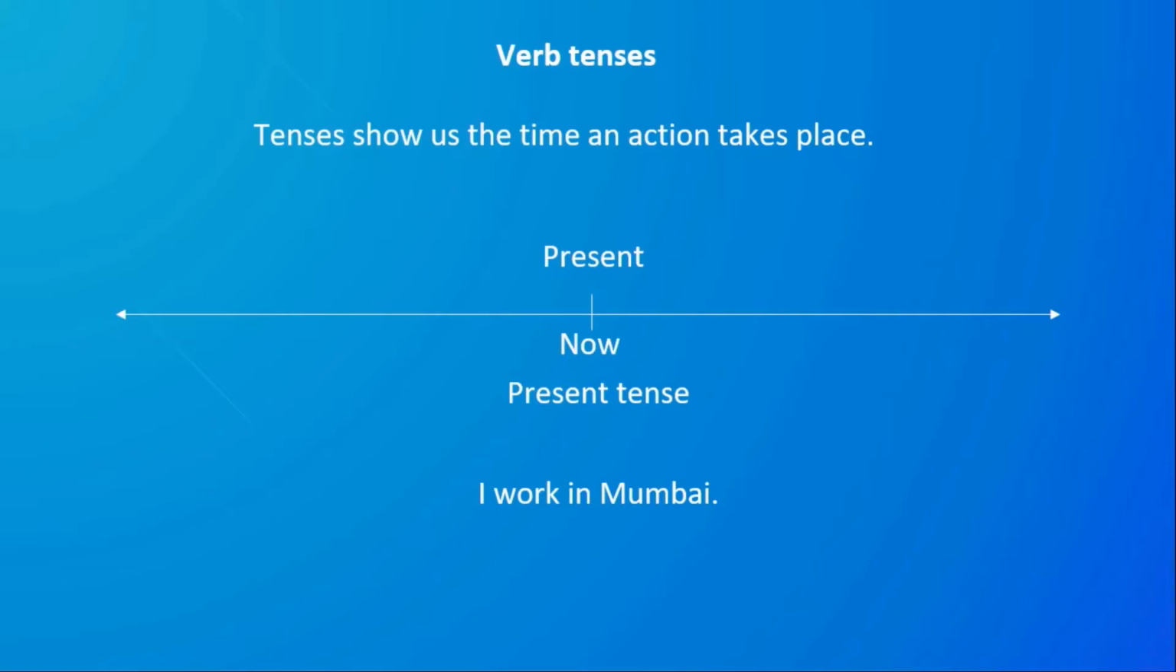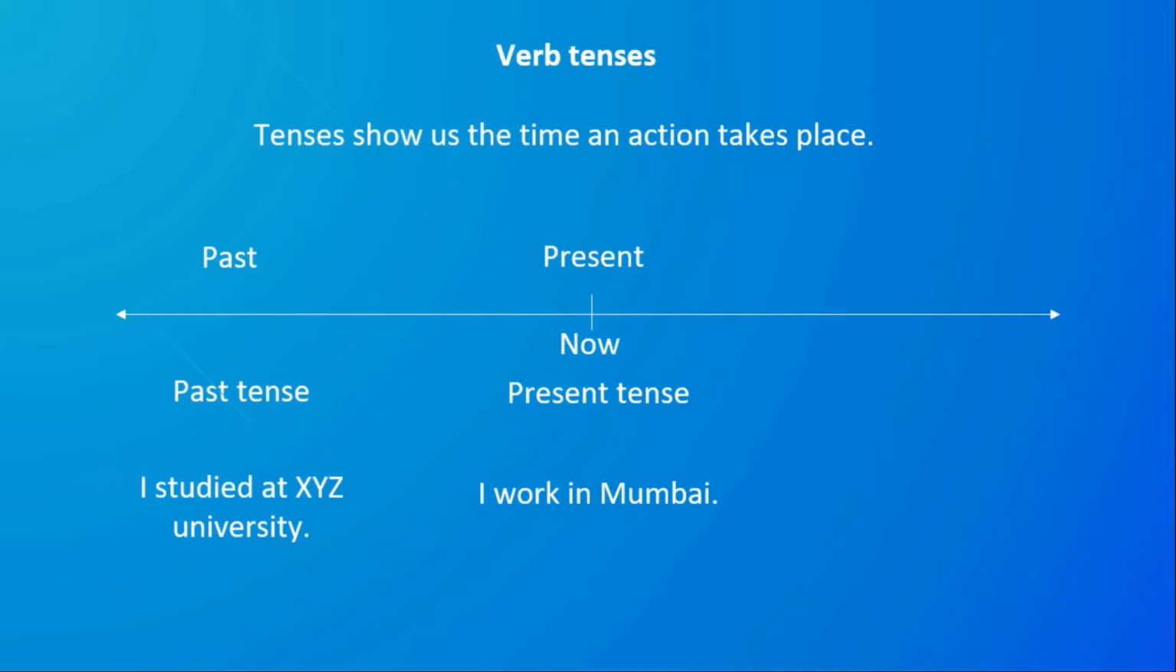You may talk about actions that you have performed before now. That is in the past. We call this the past tense. For example, I studied at XYZ University. This shows that the action of studying at the university is already completed.